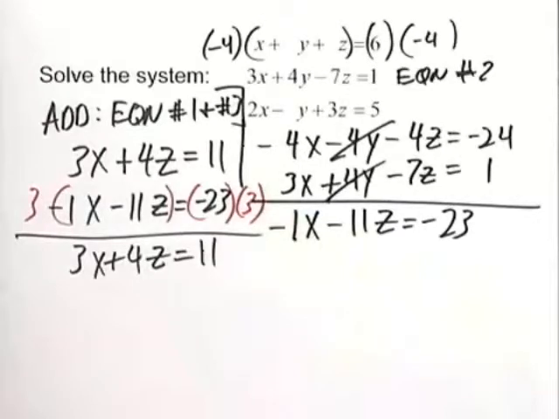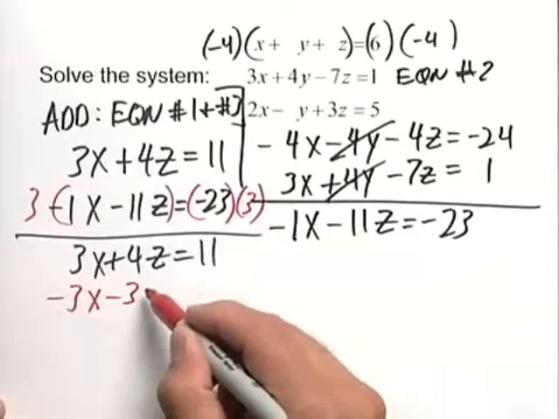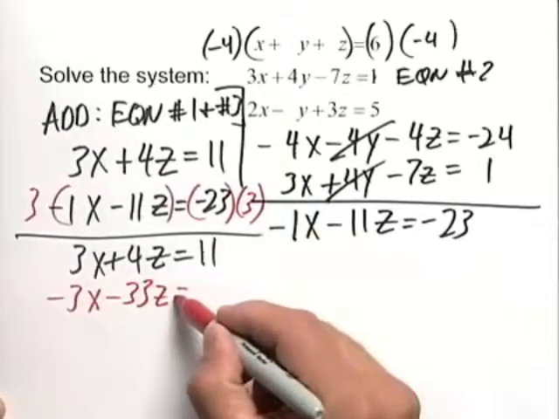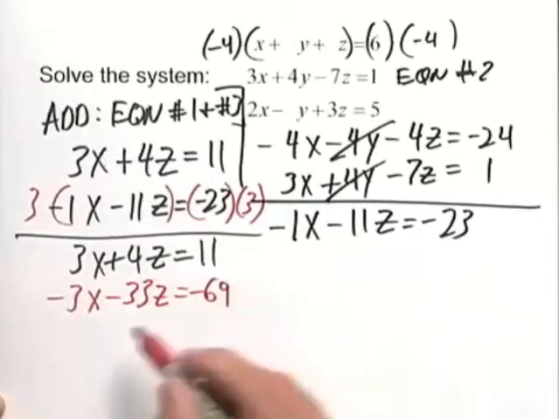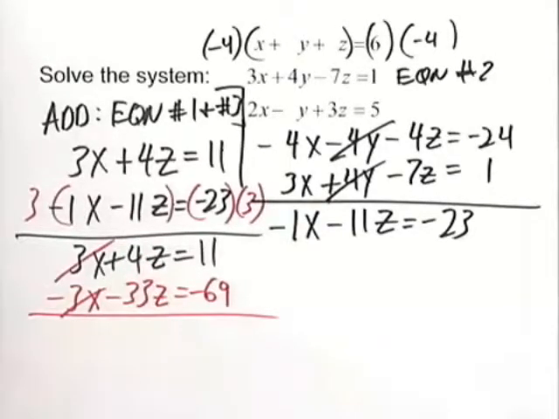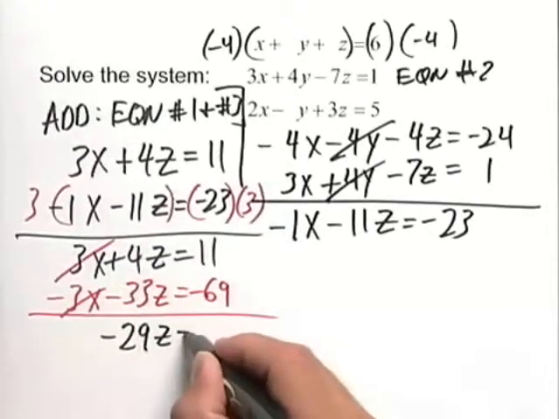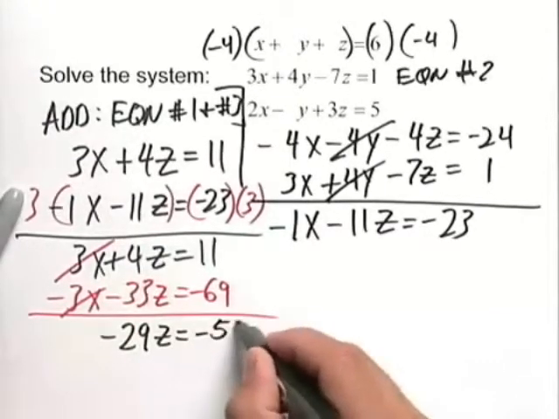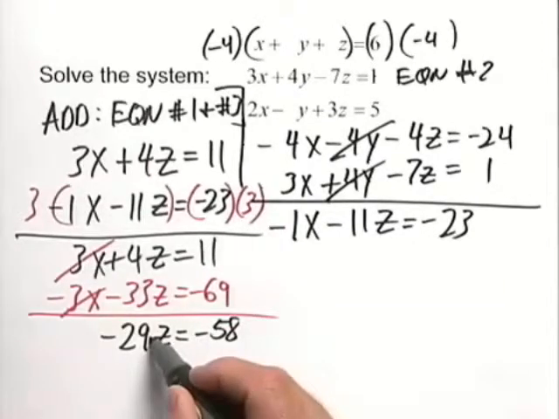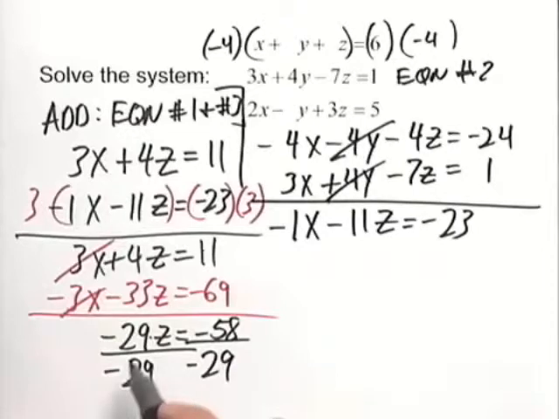And our second equation will look like the following. A minus 3x minus 33z is equal to a negative 69. So by adding down those columns once again, the x's disappear. From this, we get a negative 29z. That is equal to a negative 58. So let's isolate z entirely by dividing both sides by a negative 29.